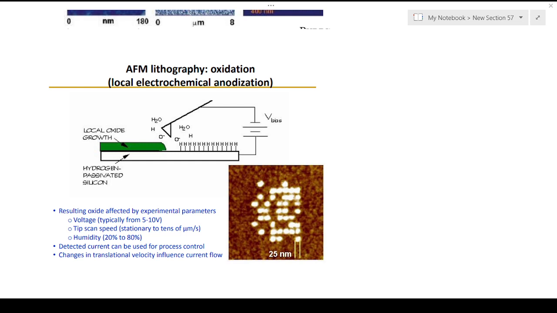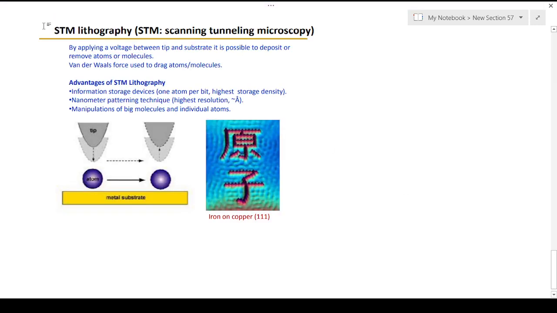Now another type of lithography which I need to talk about is STM lithography, where STM means scanning tunneling microscopy. Here we will be applying a voltage between the tip and the substrate. So it is possible to deposit or remove atoms or molecules by applying this voltage.